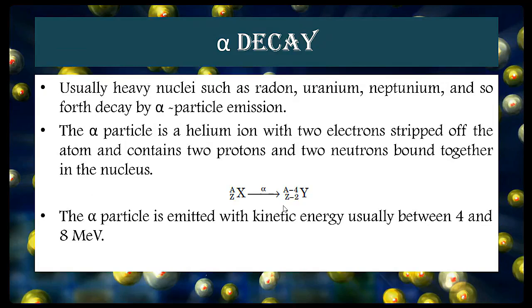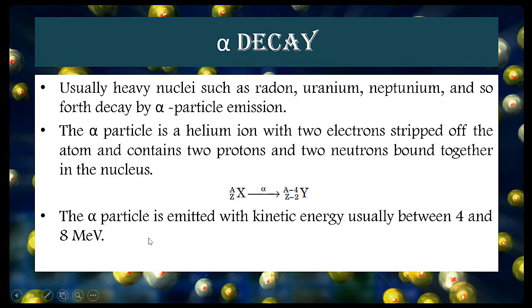So, alpha decay is happening for heavy nuclei like radon, uranium, neptunium, and all. So, in this, what happened? An alpha particle is a helium ion which has two electrons stripped off. Means an atom will undergo decay. That time the byproduct alpha will be a helium which has two protons and two neutrons.